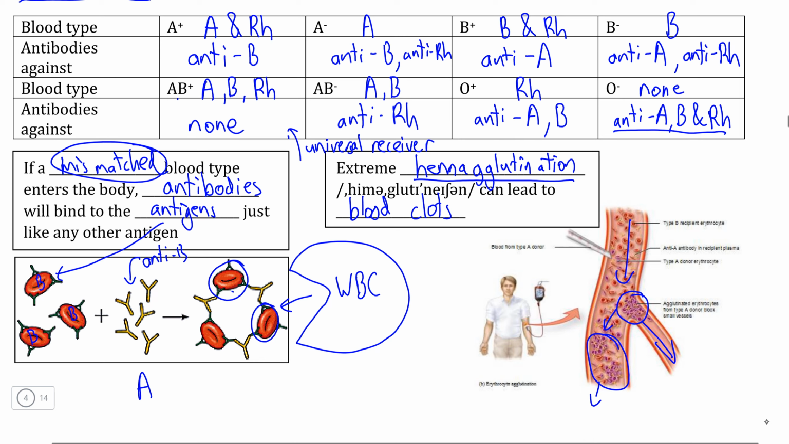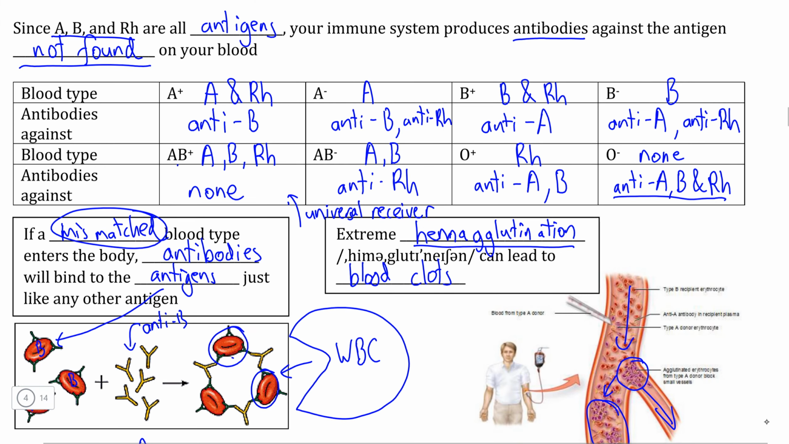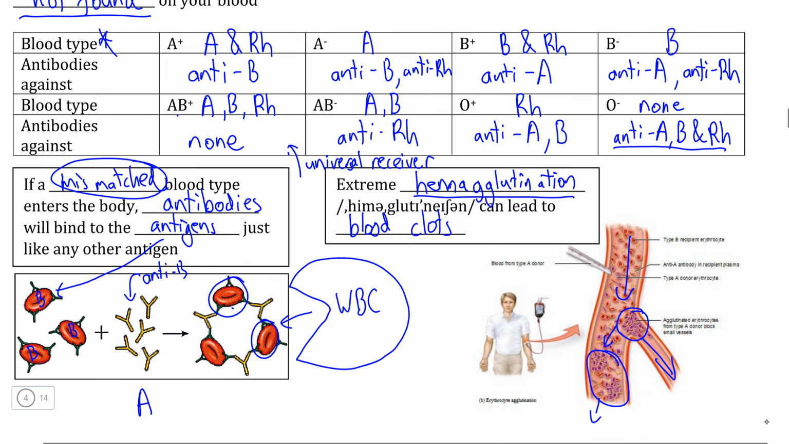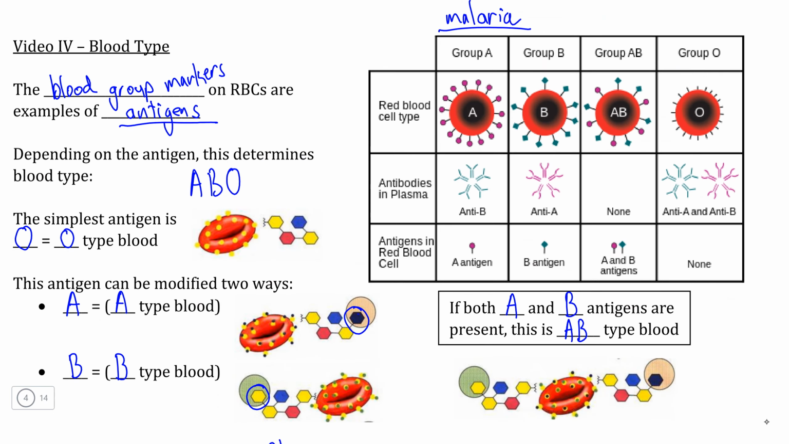And if this happens in your heart, that's what we call a heart attack. And if this happens inside of your brain, that's what we call a stroke. So it's very important whenever you receive blood to make sure that you know what your blood type is in order to determine which type of antibodies are produced and how you can avoid the process of hemagglutination by receiving the wrong blood type. This concludes our series looking at the composition of blood.